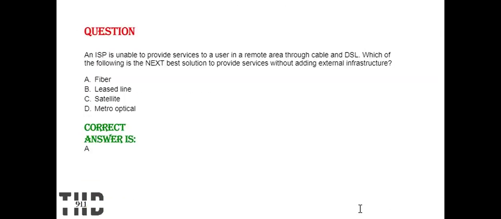An ISP is unable to provide services to a user in a remote area through cable DSL. Which of the following is the next best solution to provide services without adding external infrastructure? Option A, fiber. Option B, leased line. Option C, satellite. Option D, metro optical. The correct answer is option A.